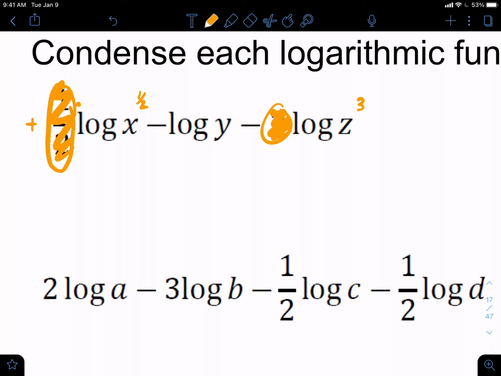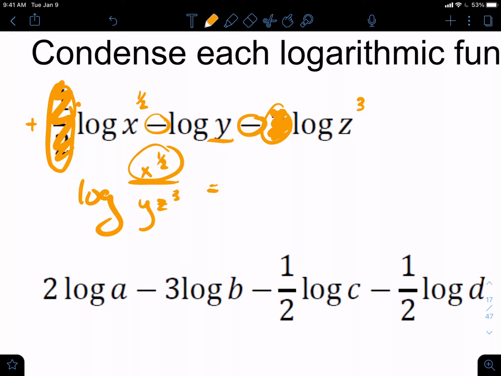Now remember, this is positive right here, so this would be the log, right? We're assuming it's base 10 since we don't see a base. But we don't need to write it, of x to the 1/2. Now since we have subtraction, the y is going to go on the bottom, and subtraction, the z to the 3rd is going to go on the bottom. The last thing we can do to rewrite this is to simplify x to the 1/2. That can of course be written as the square root of x. So I'll have y z to the 3rd here.